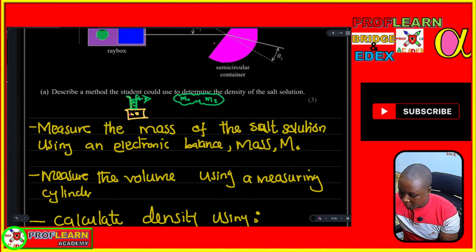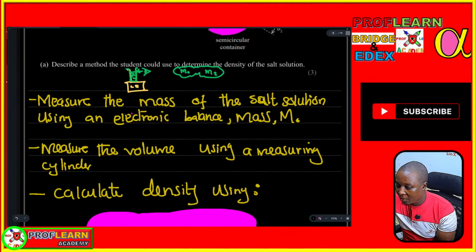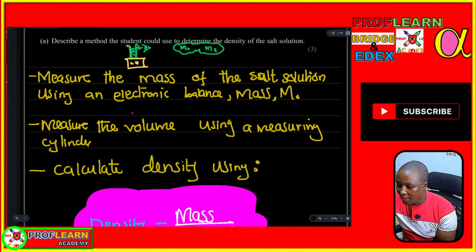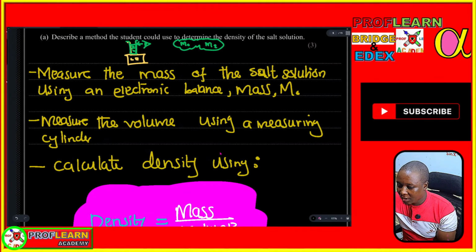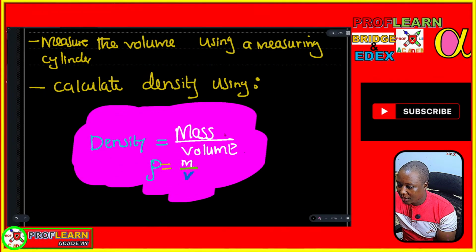Yeah, whenever you are taking the measurement, measure the volume of the liquid and then calculate the density using the formula density is equal to mass over volume. So in that case, this is the formula you could have used in order to work out the question.